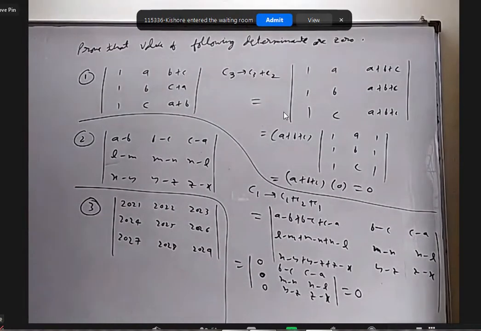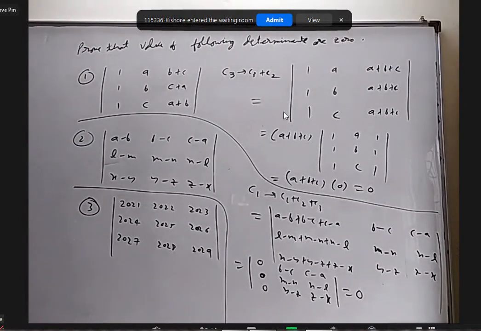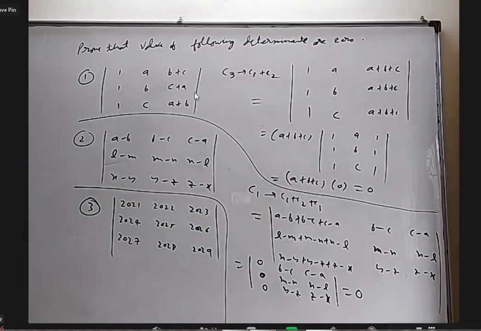Anyone want to give any idea for the third question? How should I proceed? Row 2 as row 2 minus row 1, sir. You want to write R2 as R2 minus R1. Okay. R3 as R3 minus R1, sir.